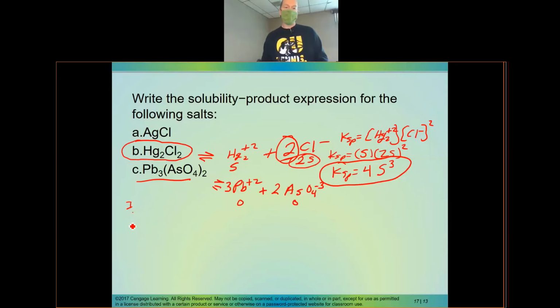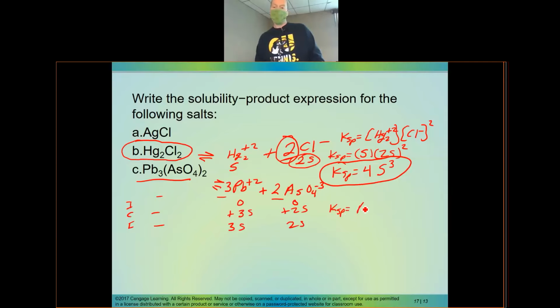All right, again, this is a solid. The solid, we don't care. It's not part of our equilibrium. All right, and so it cannot be 0 at equilibrium, so it has to go to the right. So plus 3S, plus 2S. Do not forget your coefficients. And so at equilibrium, you have your 3S and you have your 2S. So you write your expression for Ksp. That is your Pb 2+ raised to the third, your AsO4 3- squared.